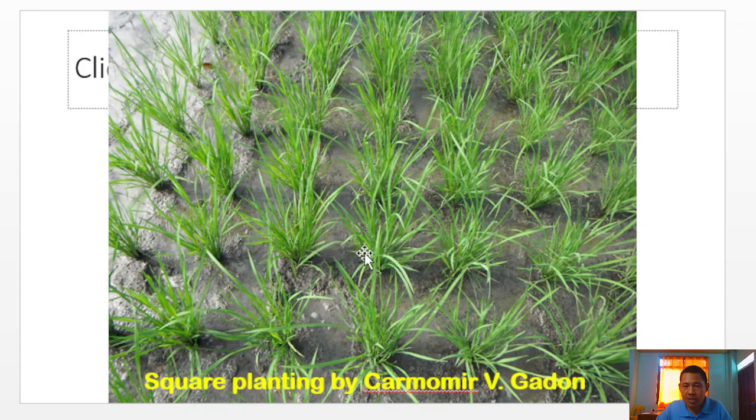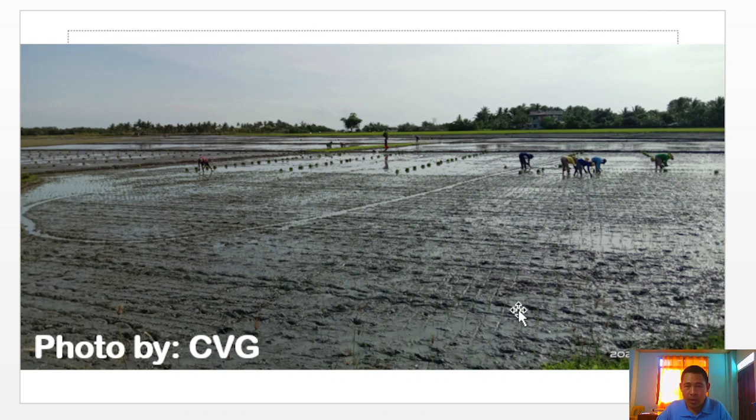The planting distance is 12 inches by 12 inches. Isang ruler. The number of seedlings per hill, 1. So, isa lang, single. So, square method, this is in Masagisi.